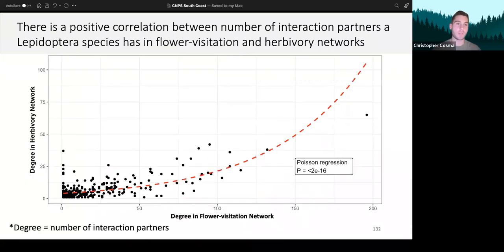But we've also shown that there's a positive correlation between the number of interaction partners a Lepidoptera species has in one network and the other. And so here in this graph, we're just showing the degree, and degree is just a word for the number of interaction partners. And so each dot here represents one insect species. And so the number of interaction partners they have in the flower visitation network versus the number they have in the herbivory network. And we can see this positive correlation here. And this was statistically significant.